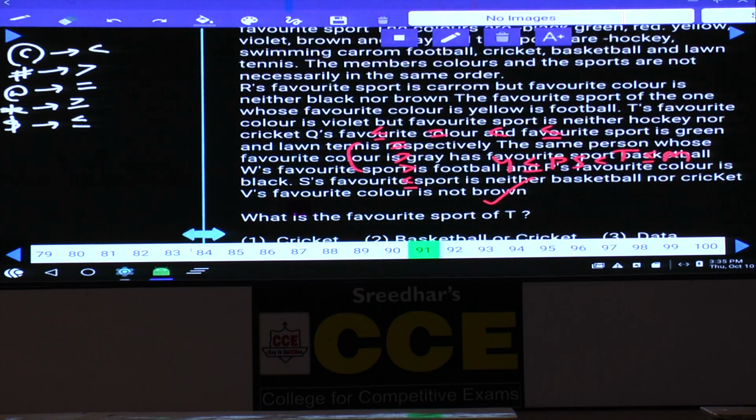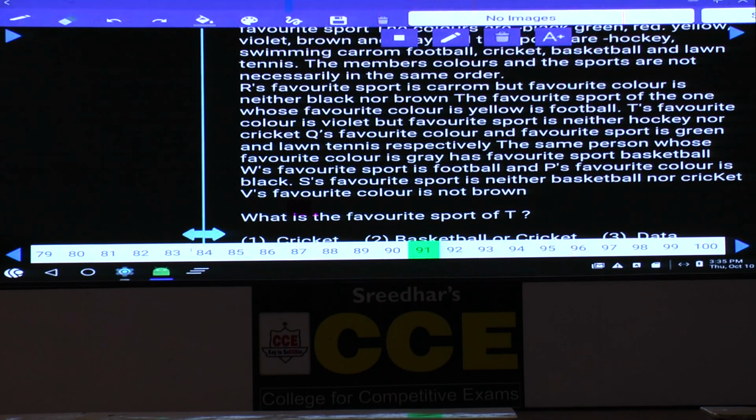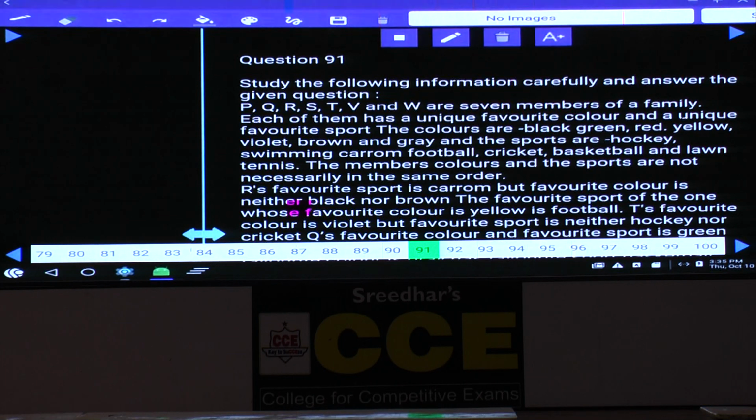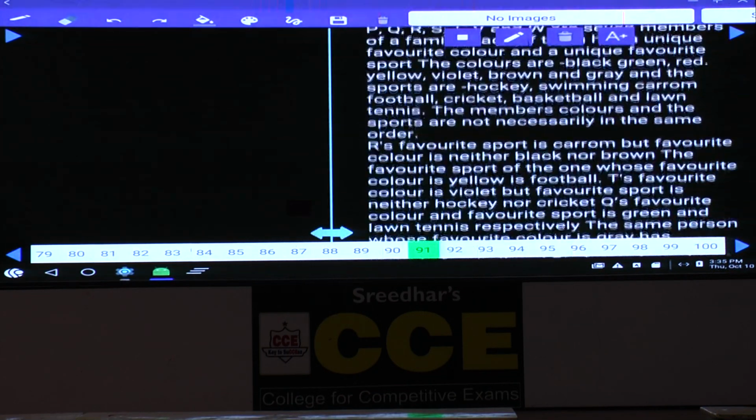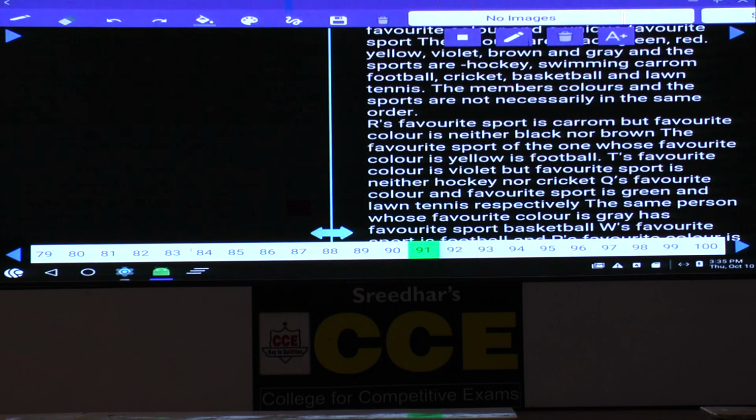Then 91 onwards. Now in this question number 91 to 95, what is the information we have? P, Q, R, S, T, V and W are the 7 persons, members of a family. Each of them has a unique favorite color, isn't it? And at the same time, color is one and the game is the other. Color and game, hence it comes under 2 parameter distribution. As it comes under 2 parameter distribution, now we need to fix the persons.